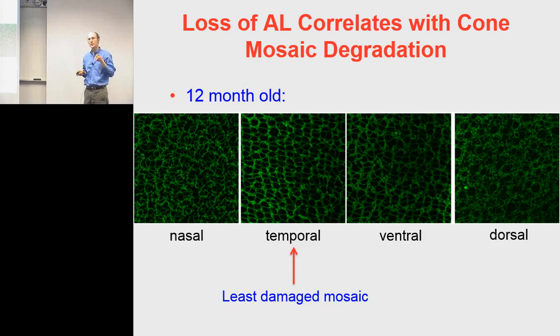I should say there are also mutants that misregulate the intraocular pressure, which again misregulates the mechanical environment of the retina, and that also disrupts the cell packing.